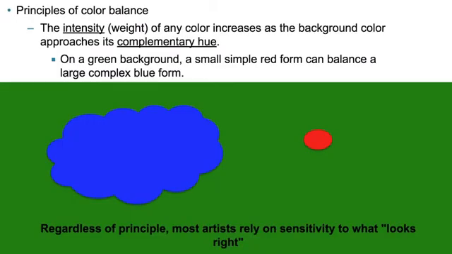Okay, so let's look at the last one here. The intensity or weight of any color increases as the background color approaches its complementary hue. So red and green are complementary colors. Therefore, on a green background, a small red form can balance a really large, complex blue form. Regardless of the principle, most artists rely on their sensitivity to what looks right. Most people have an intuitive sense of what looks balanced.